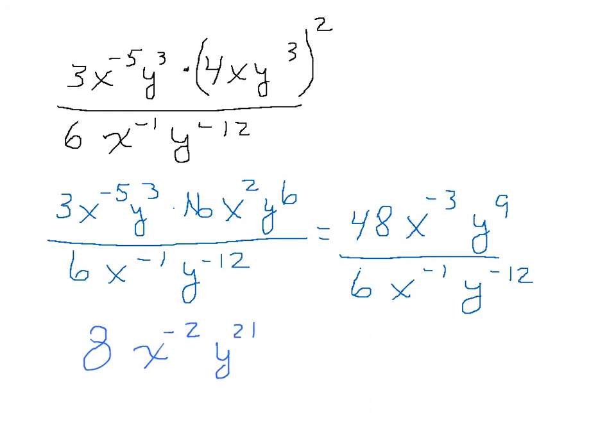Now we generally like to write these without negative exponents, and so this would be finally written as 8 times y to the 21 over x squared. So you should check all the lines in this and make sure that you can reproduce them. Okay, so there we go, and I'll see you next time.